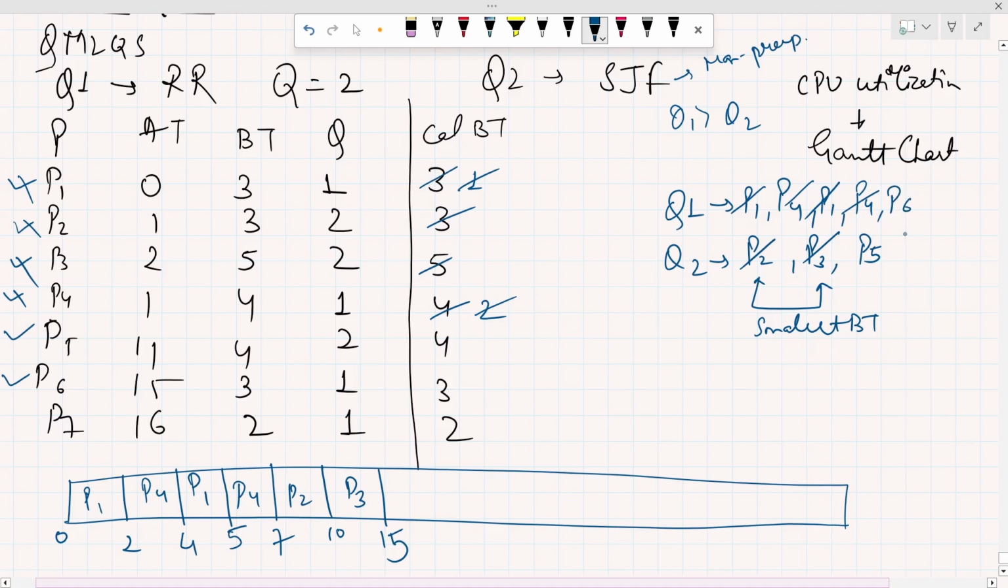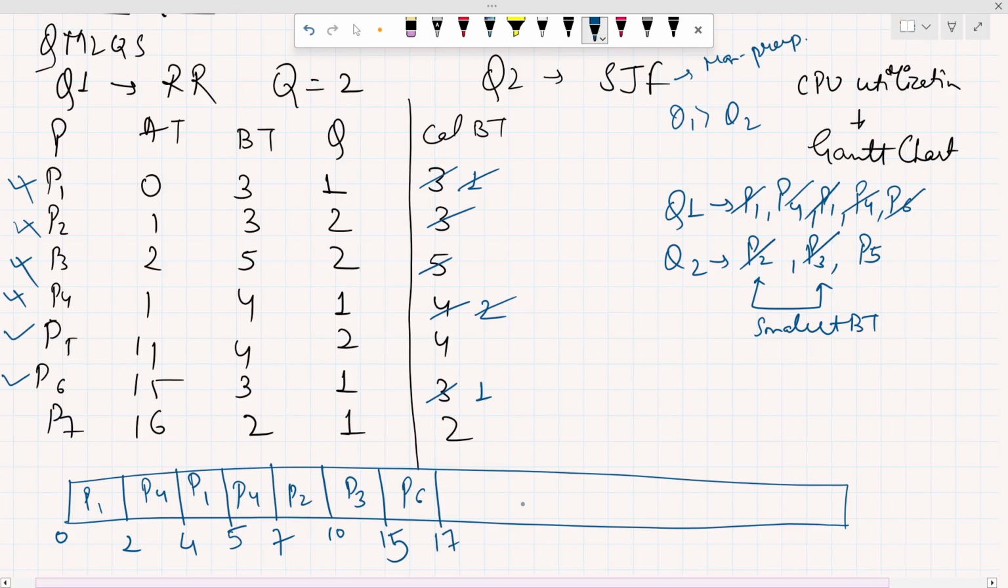Now we have to run the process that came in Q1. Q1 is the highest priority. Okay. So P6 is the process in Q1, so P6 will get the CPU. P6's burst time is 3, but the time quantum is 2. So one unit of burst time is left. It only executes from 15 to 17. Okay, it only executes 2 units of time.